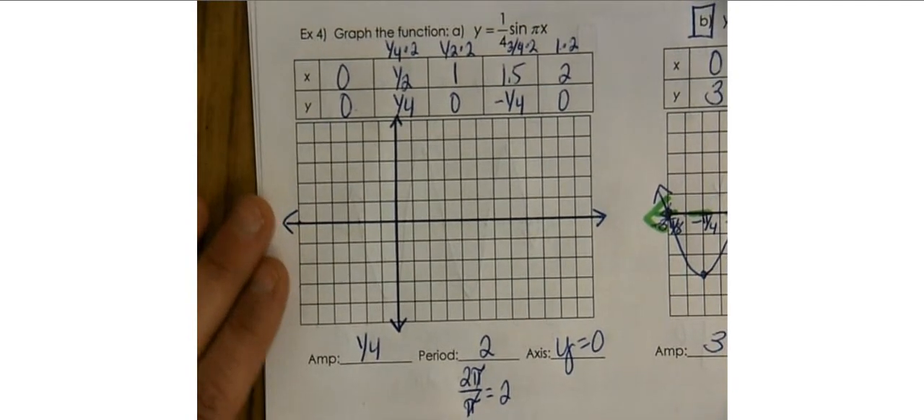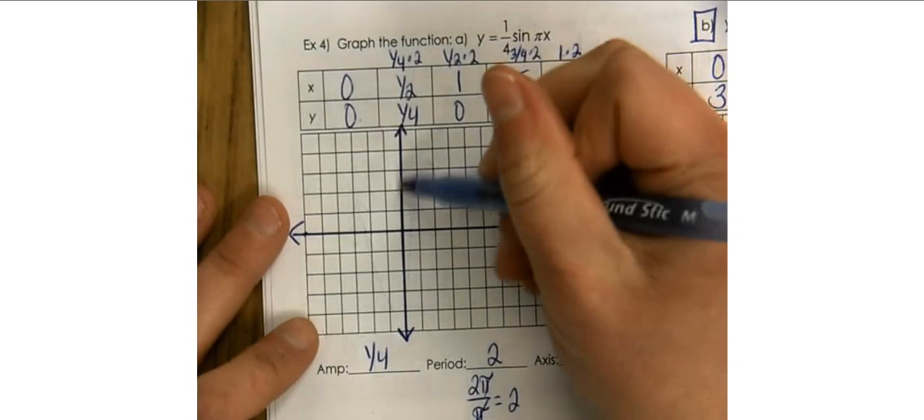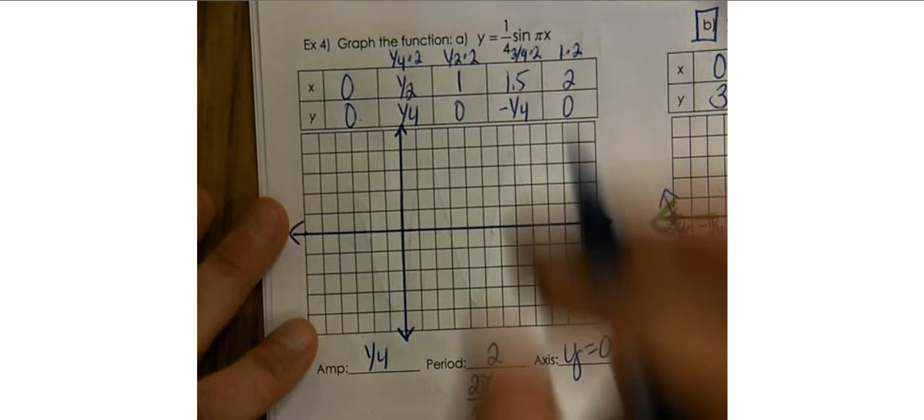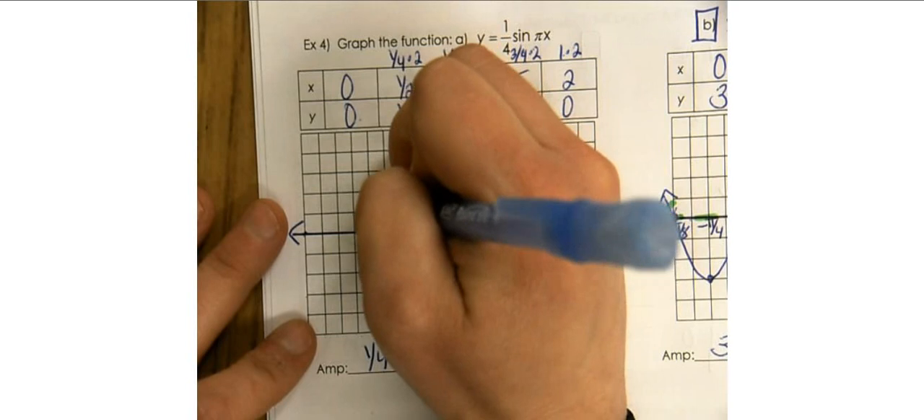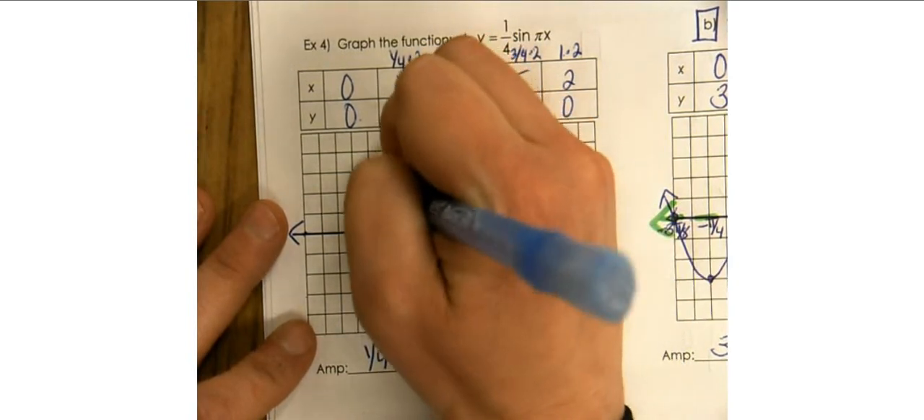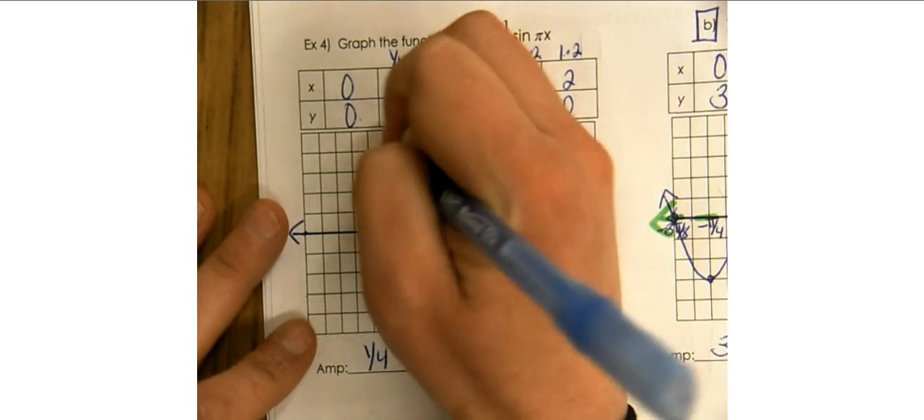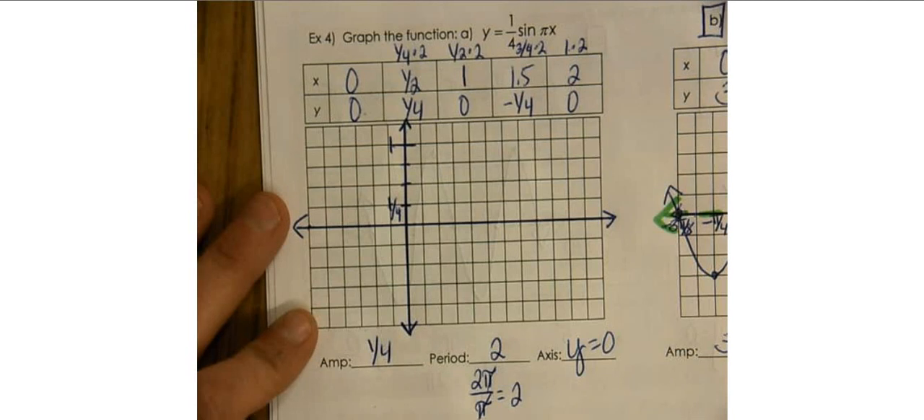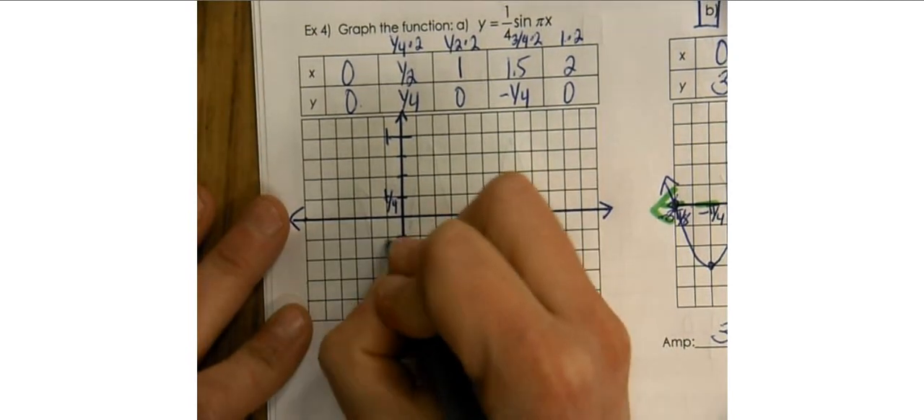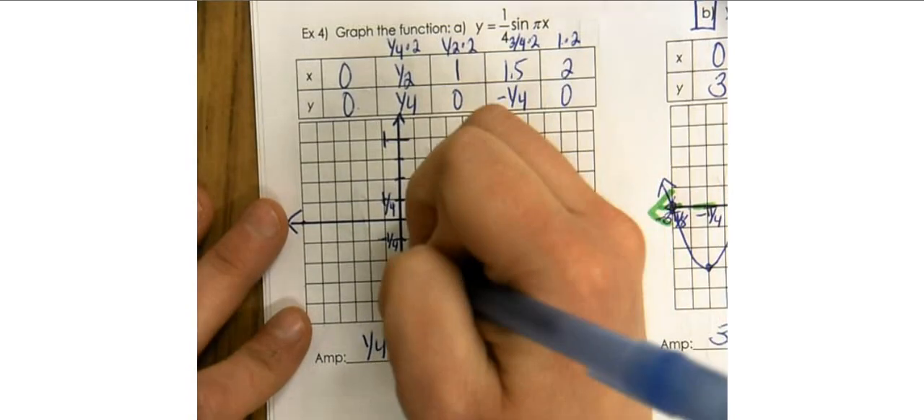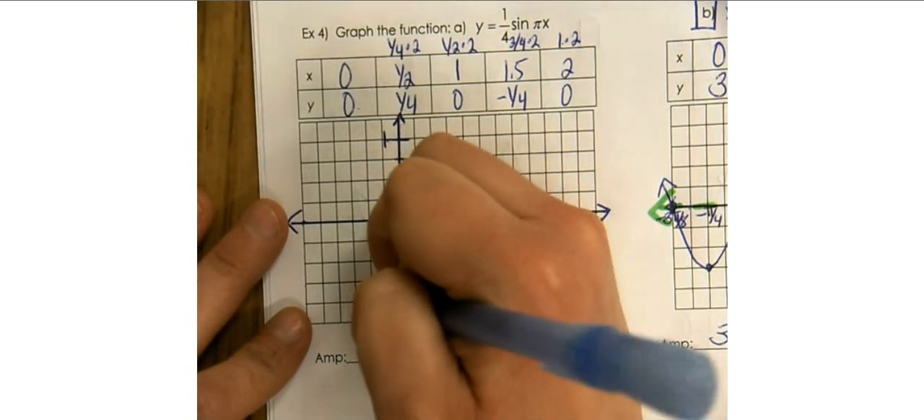All right, so since my amplitude is 1/4 and I want to make it look nice, what I'm thinking is that I'm going to make every line maybe a fourth. So I'll make this 1/4, 1/2, 3/4, and then 1 whole. So I'll make this line right here 1/4. And then I'll make this line right here -1/4. 1/2, 3/4, 1. So this is -1 right here.